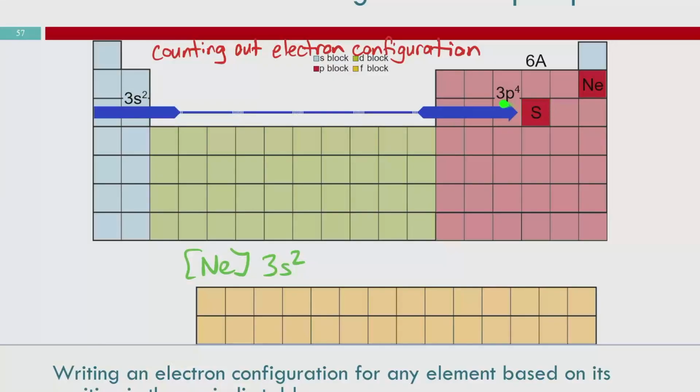We're in the 4th spot. It's row 3, so row 3, P block, 3P, 1, 2, 3, 4th spot, 3P4. That would be sulfur. Again, I don't know why I put it here because I talked about it earlier, but it's been this way.